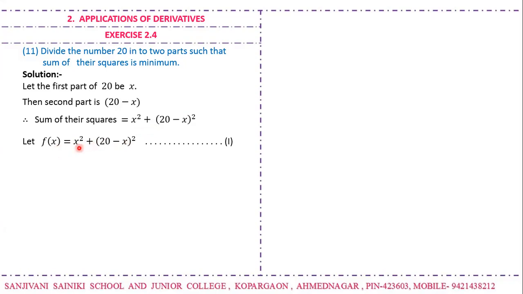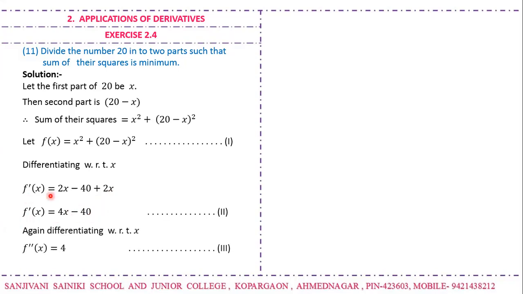So f of x is equal to x square plus 20 minus x whole square. Differentiating with respect to x, we get 2x minus 40 plus 2x. So the derivative is 4x minus 40. Now we can differentiate again this function with respect to x. It comes out to be 4. Now we know that for extreme values the first derivative must be equal to 0. So 4x minus 40 is equal to 0, and we get x is equal to 10.